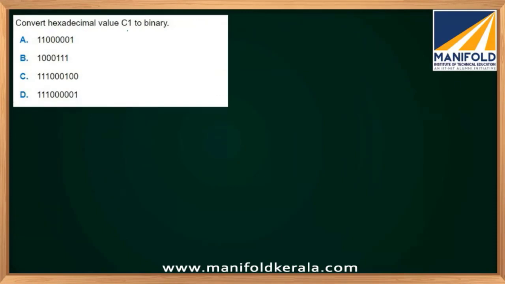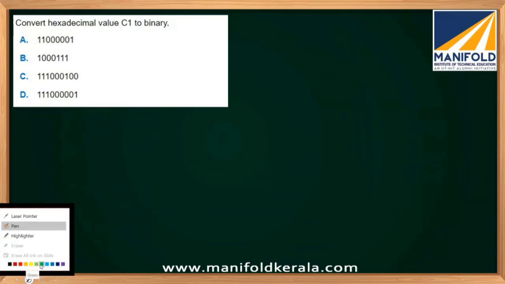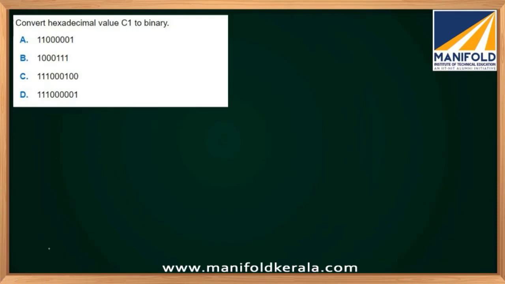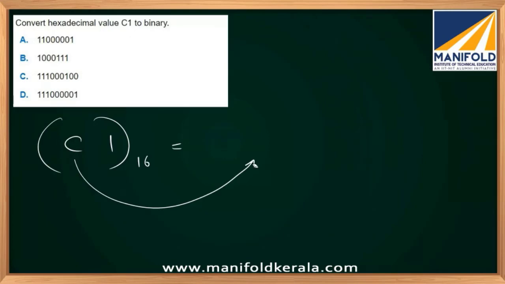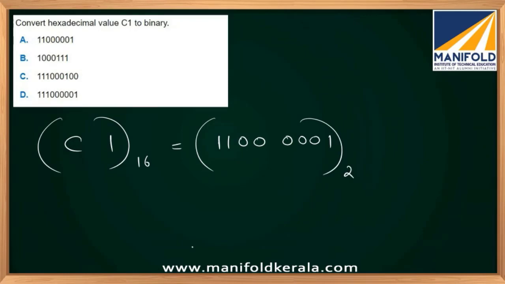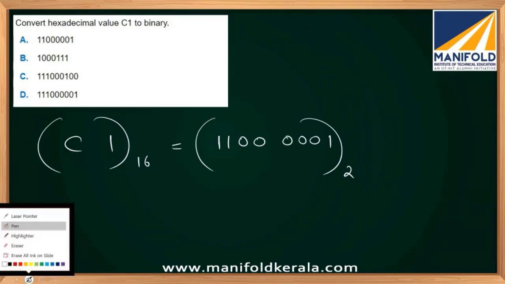Now let's go to this one. Convert hexadecimal value C1 to binary. There is a hexadecimal value C1 and you have to convert that to binary. This should be easy for you. What is the symbol for C? Correct, 1100. And 1 is 0001, right? So basically this one is option A.